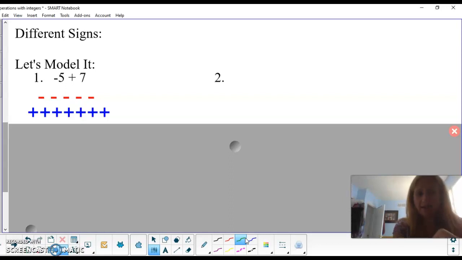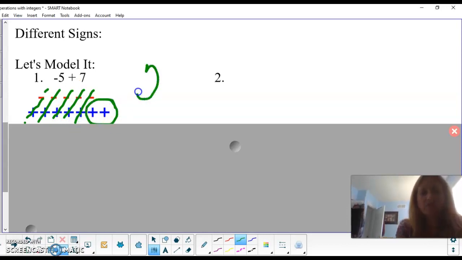So when we're adding numbers with different signs, that means we can make pairs. So look, I have those pairs cancel out, these cancel out, these cancel out, these cancel out, these cancel out. And what am I left with? I'm left with 2 positive, so your answer is 2. An easy way to think of it, if you just look at, don't worry about the signs.